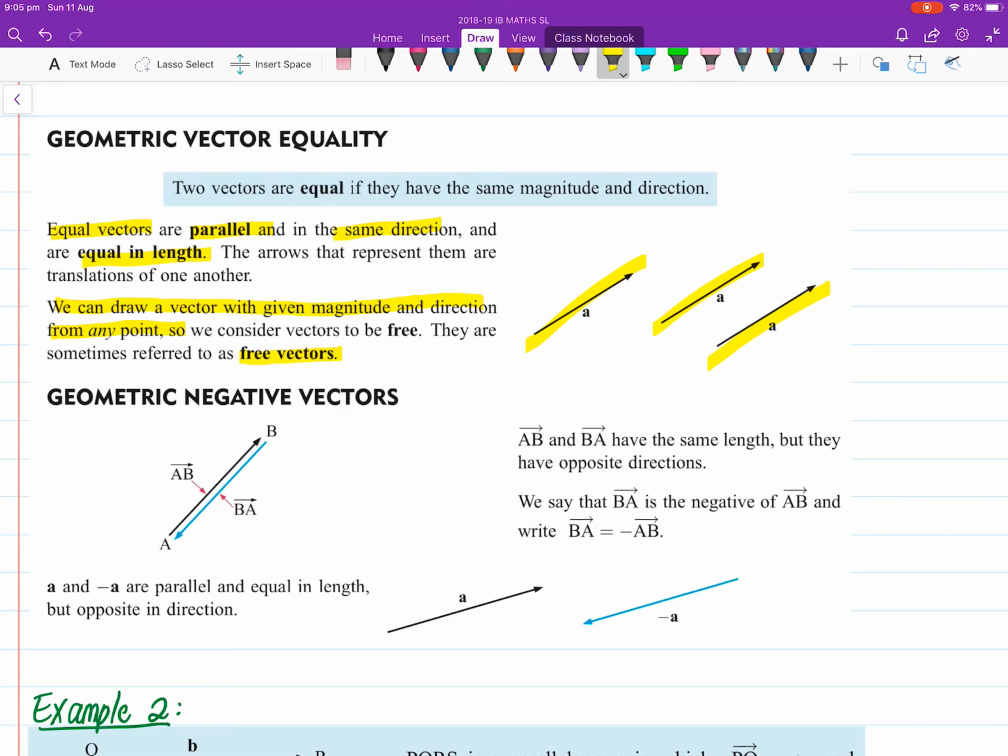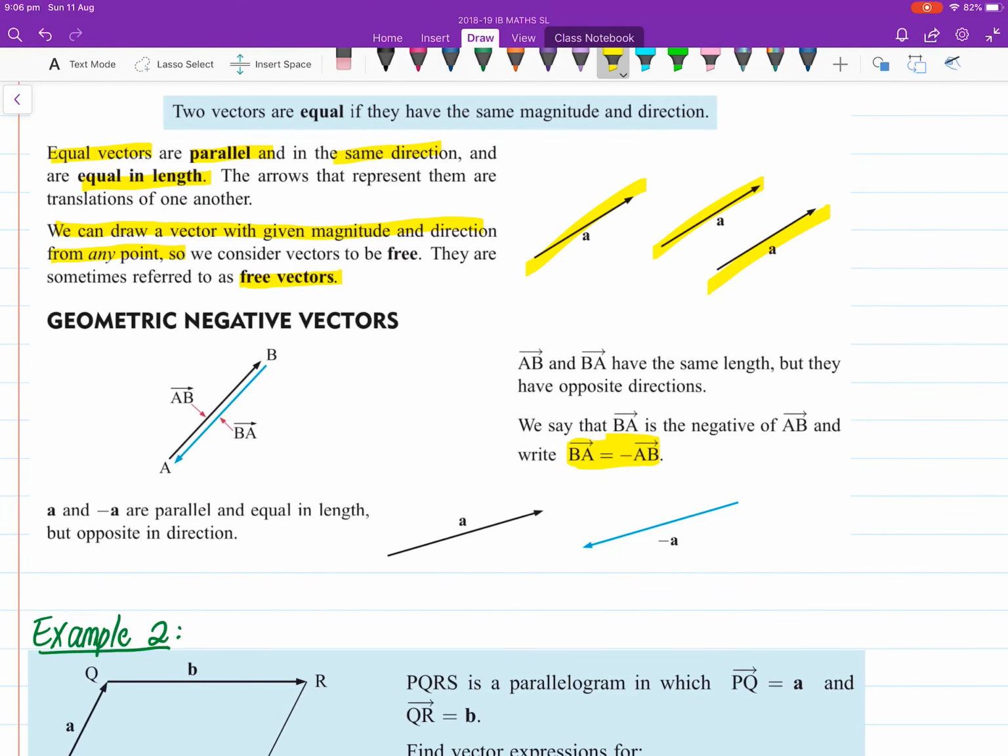Now, if we're talking about the vector going in the other direction, like this one here in light blue, instead of going from A to B, we want to go from B to A. They have the same length, they have opposite directions. We would say BA is the negative of vector AB. Or you could say, here, vector BA is equal to the negative of vector AB. You could also use the little bold a and negative little bold a as well, but that's really more for textbooks. You guys should use the capital letters for the starting and end points, and the arrow above.